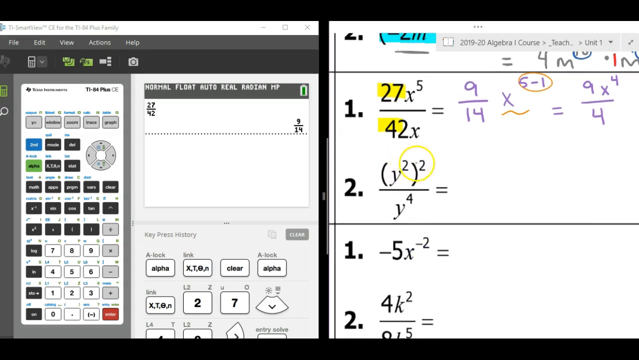Y squared raised to the 2nd power. Power raised to a power, I'm going to multiply the exponent. So I have y to the 4th divided by y to the 4th. Anything divided by itself is 0.